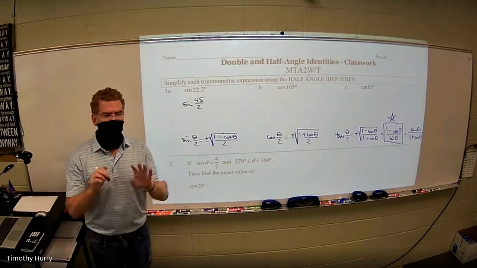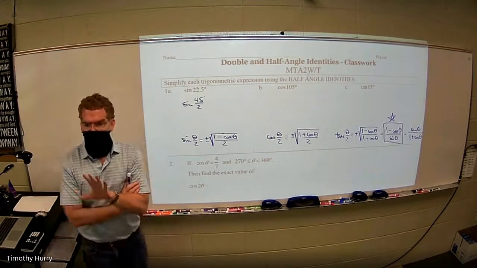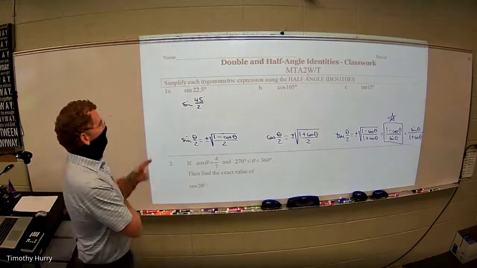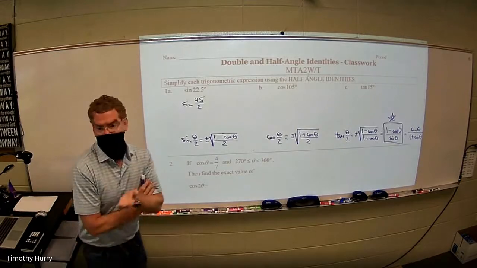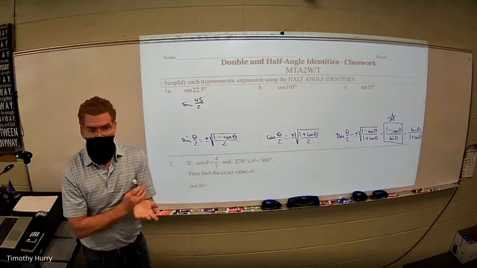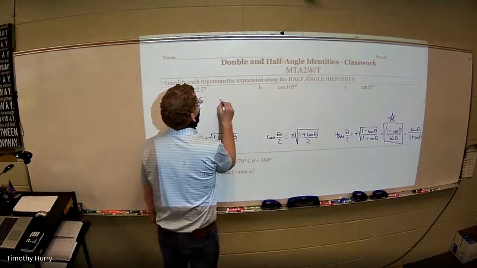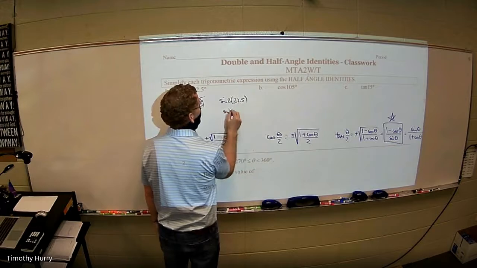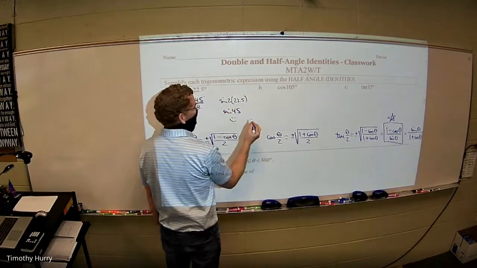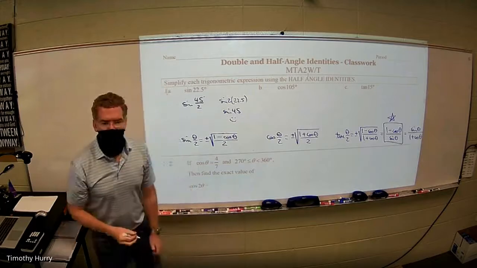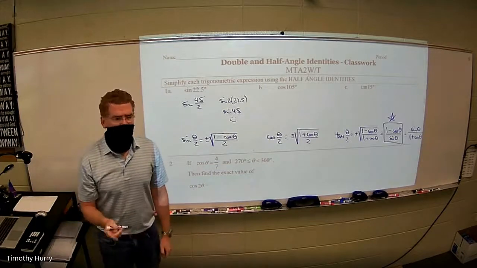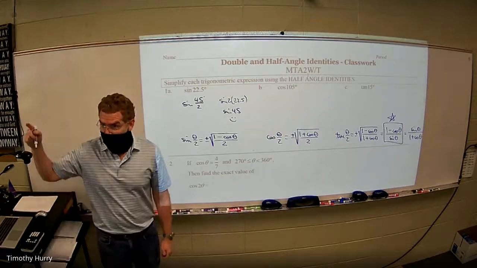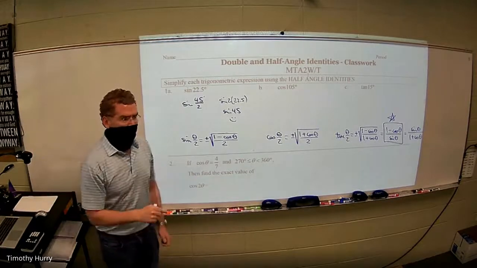Now let me show you where people mess up. People hear me say that, and then they go home and they go, man, if I just double 22.5, I get 45. So why don't I just say sine of 2 times 22.5 is 45? Sweet. Well, why can't I just double it? Because you can't just wander around doubling stuff, right?